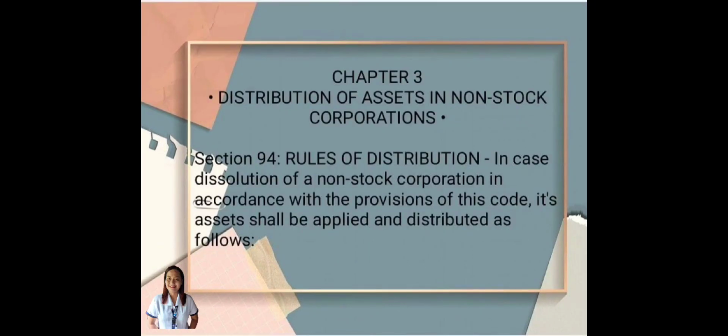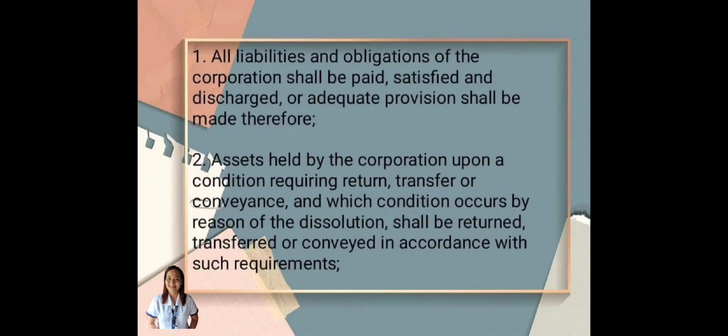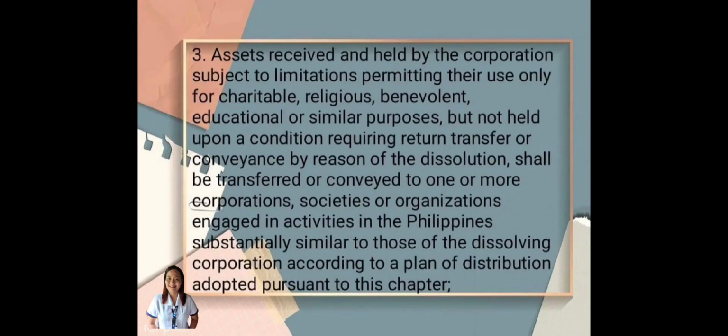Section 94. Rules of distribution. Dissolution is the end of the life of the corporation. If we say the non-stock corporation has a term of 50 years, it needs to be dissolved. So the corporation is already gone. If the corporation is already gone, it is natural that there are assets, properties, cash, or money. The properties and assets need to be distributed. So, where to distribute? To the members.